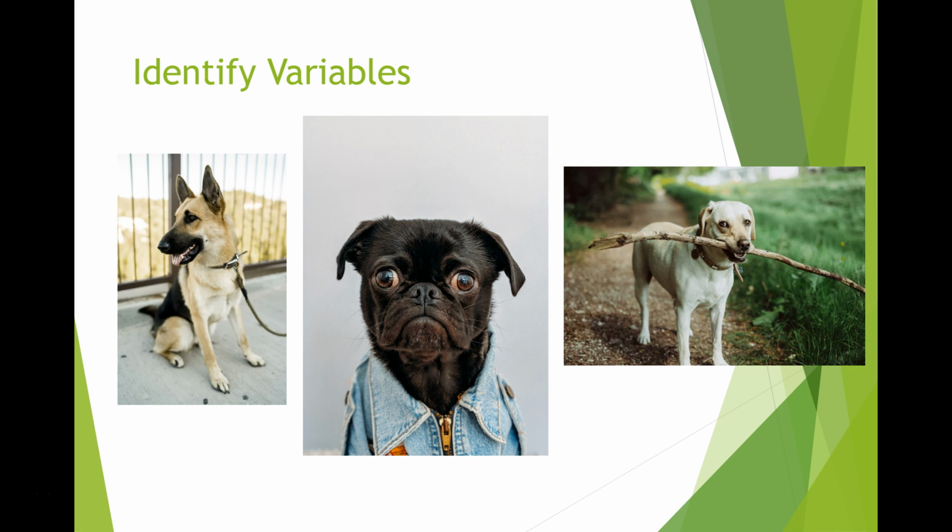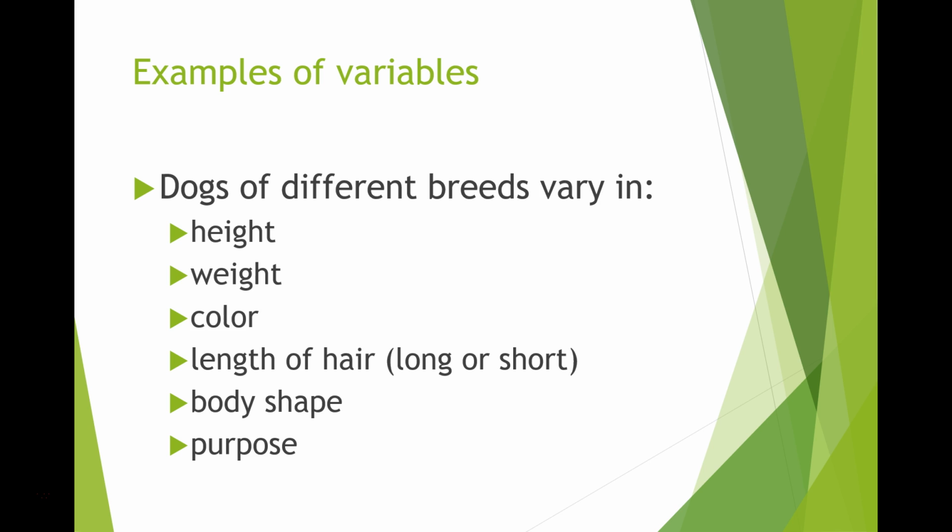Here you can see we've got 3 dogs of different breeds. Can you think of ways in which these 3 dogs vary? In other words, can you think of some properties or characteristics of these dogs that can take on different values or amounts? These 3 dogs vary in height, weight, color, length of hair, body shape, purpose for which they were bred, and so forth.